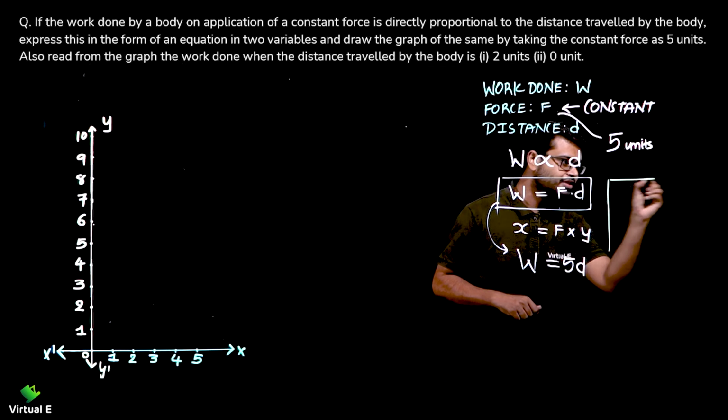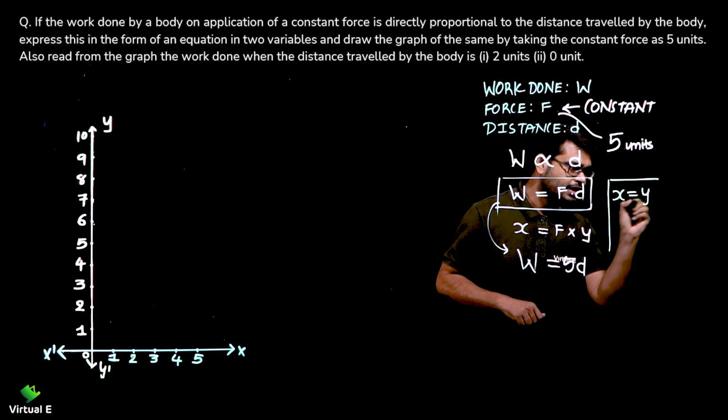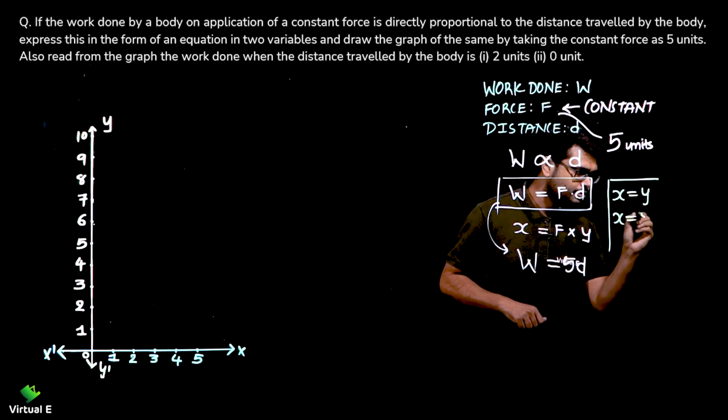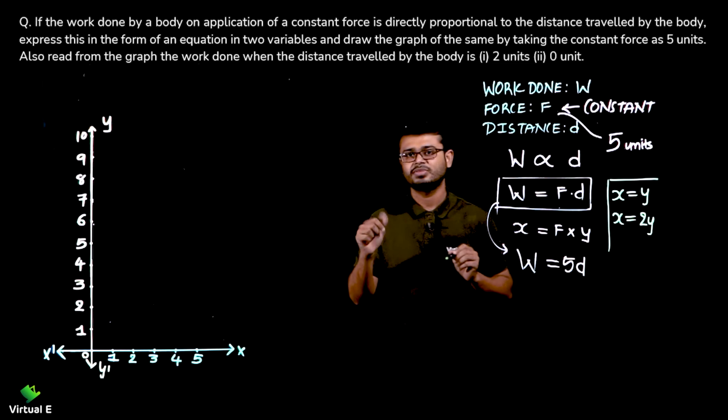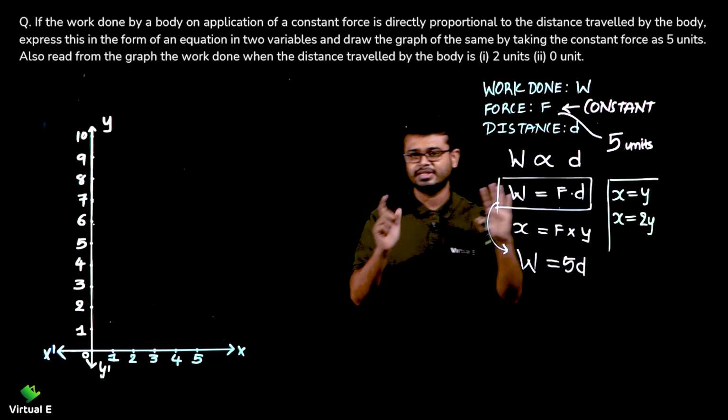The first one I think we discussed was x is equal to y and x is equal to 2y. This is what we discussed. Or was it y is equal to 2x, something like that.